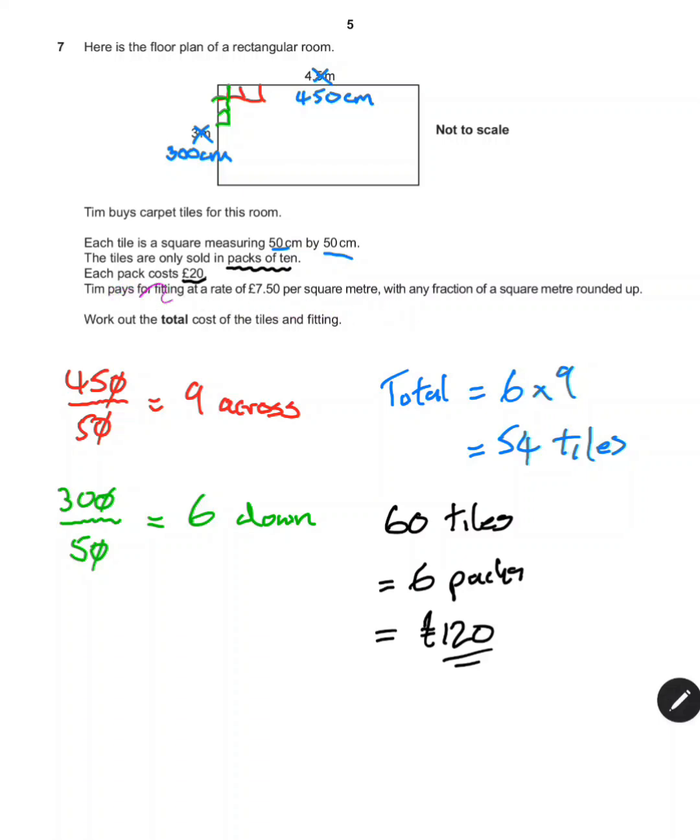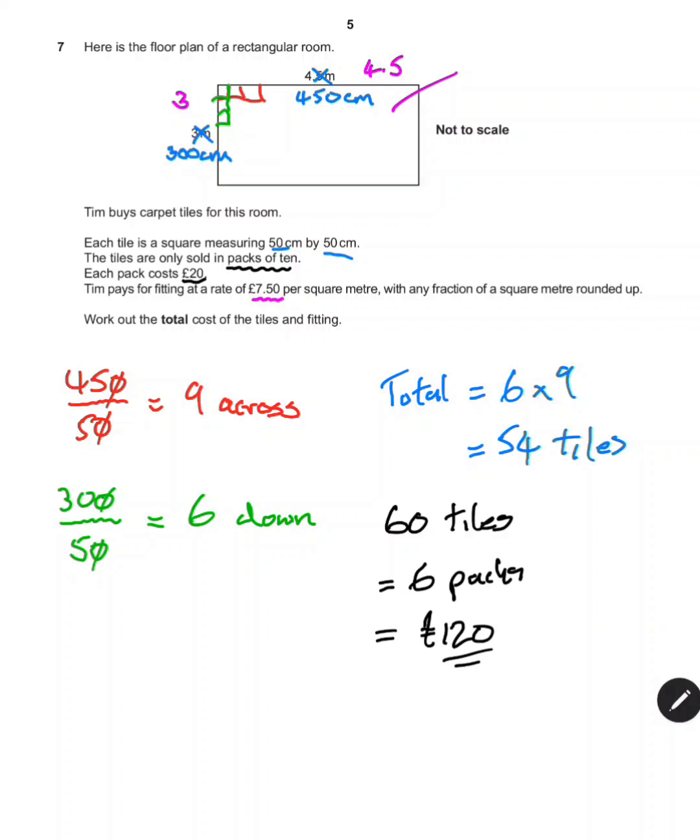Final part of this question says Tim pays for fitting at a rate of £7.50 per square metre with any fraction of a square metre rounded up. So we need to know how many square metres altogether in this floor plan. Well, we'll go back to my metres that I had. We had 4.5 metres and we had 3 metres.